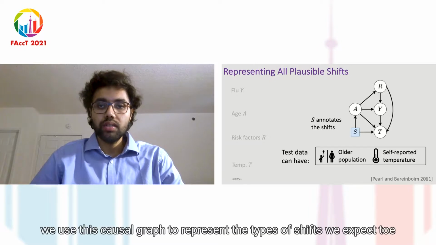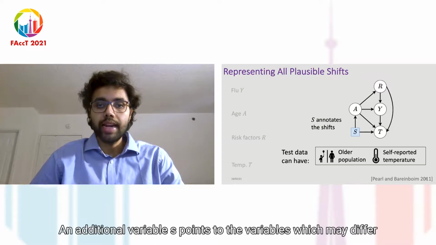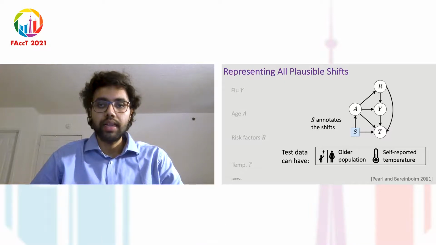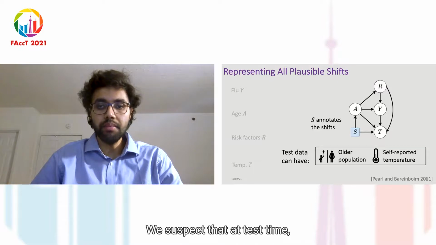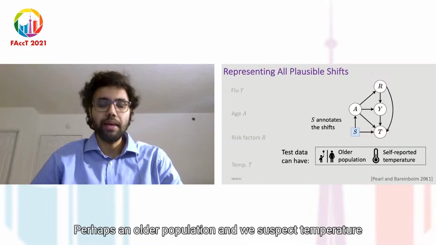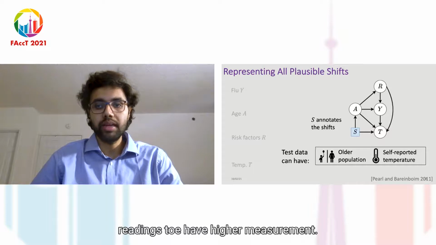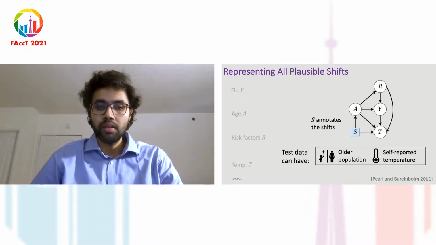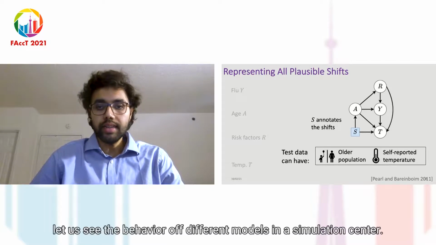Next, we use this causal graph to represent the types of shifts we expect to occur. An additional variable S points to the variables which may differ between train and test distribution. In this case, S points to A and T. That is, we suspect that at test time, the age distribution can be different, perhaps an older population, and we suspect temperature readings to have higher measurement error. Perhaps these will be self-reported instead of being clinician tested. With this extra information, let us see the behavior of different models in a simulation setup.